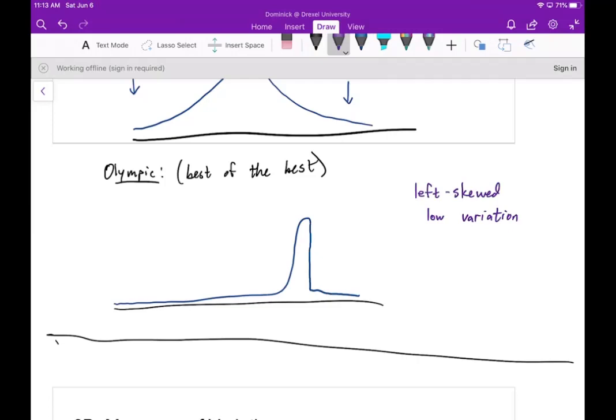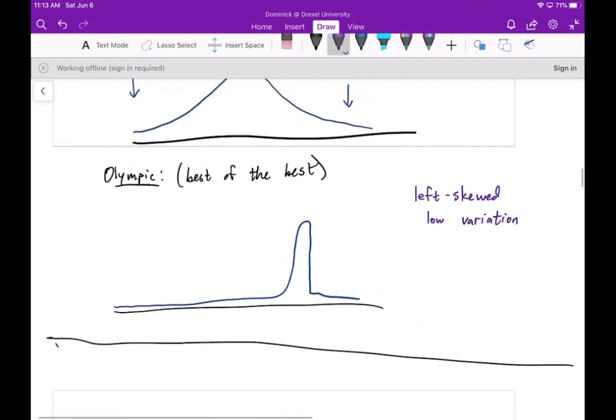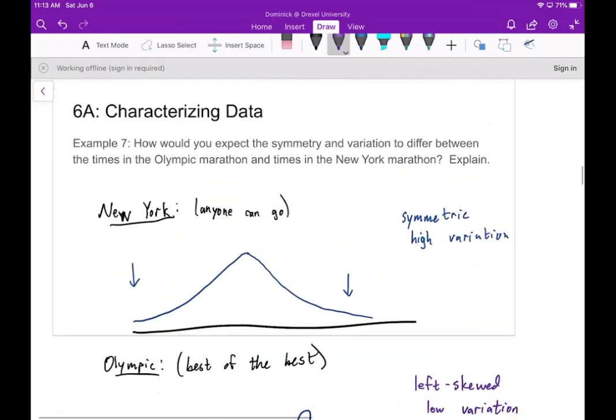So that's some sort of application of using variation. So that concludes this video on how to characterize data.